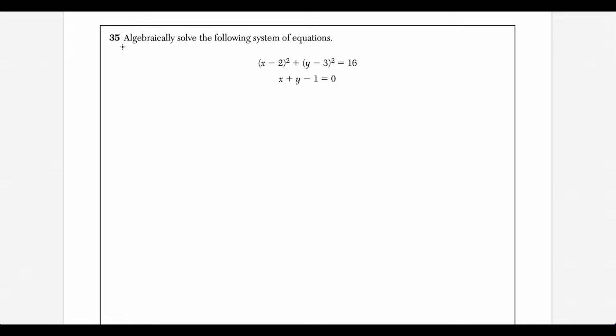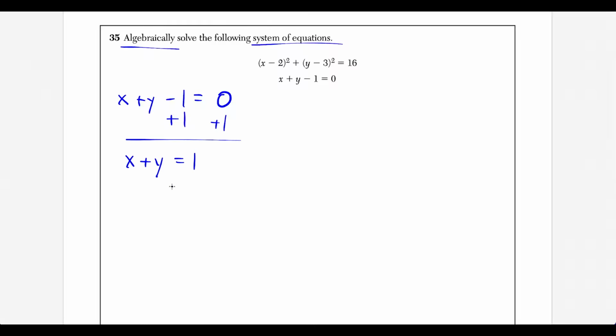Question 35, we're going to algebraically solve the system of equations. So here, what I would do is solve this second equation for x or y, and then substitute it into the first equation. So here we could start by doing plus 1 on both sides. And we've got x plus y equals 1. And now it doesn't matter which one we solve for, but let's say we solve for y. So I would do minus x on both sides. And now we have y equals 1 minus x.